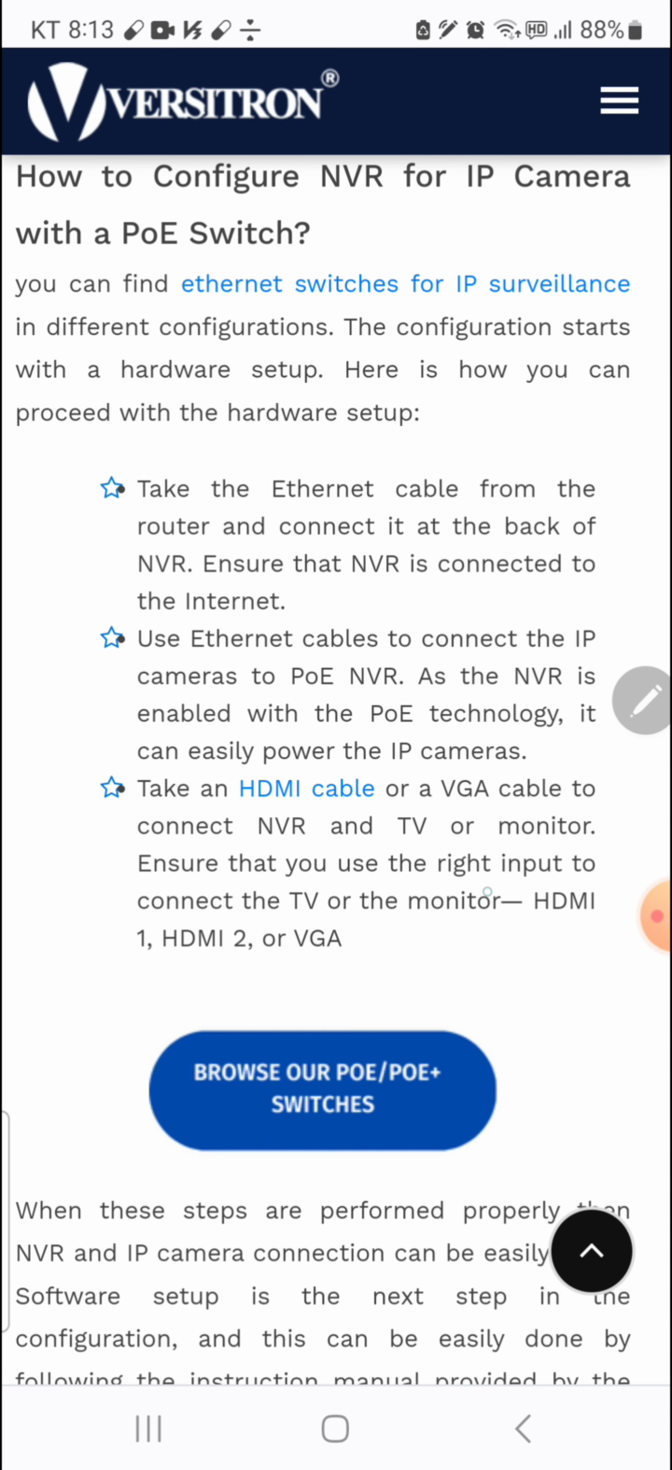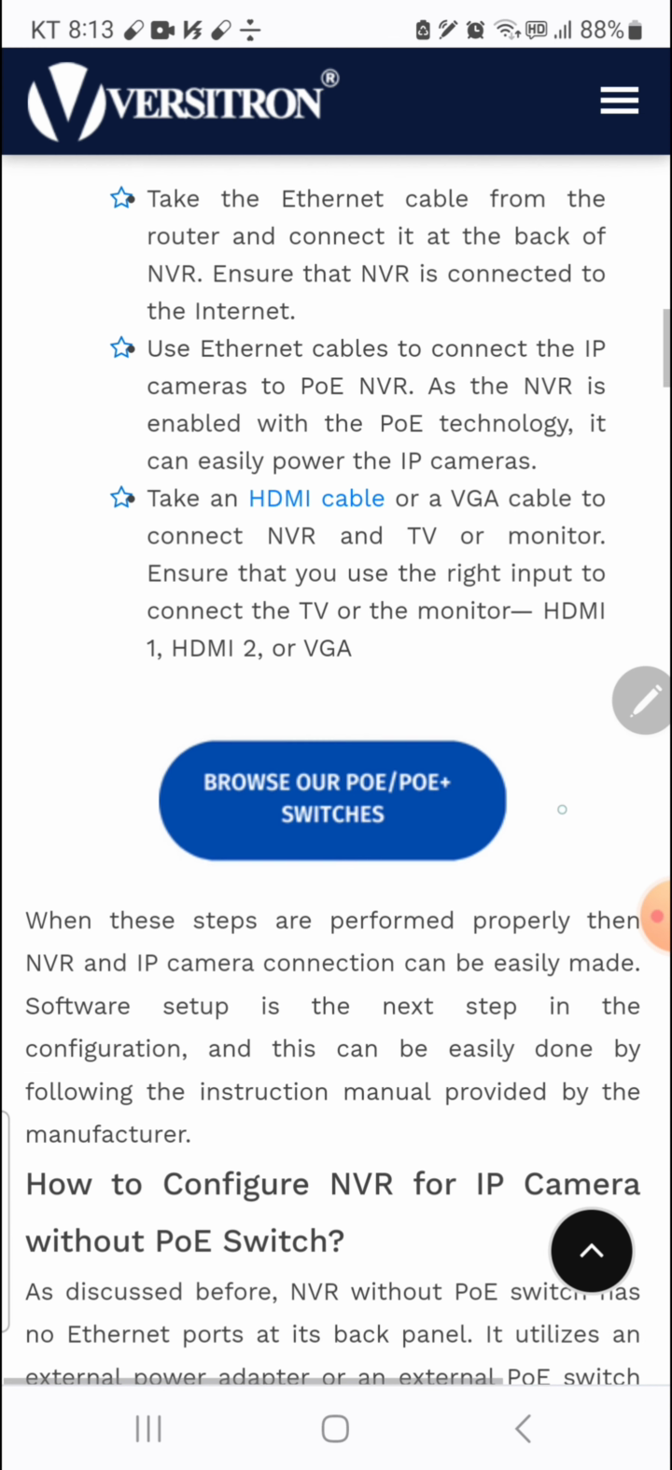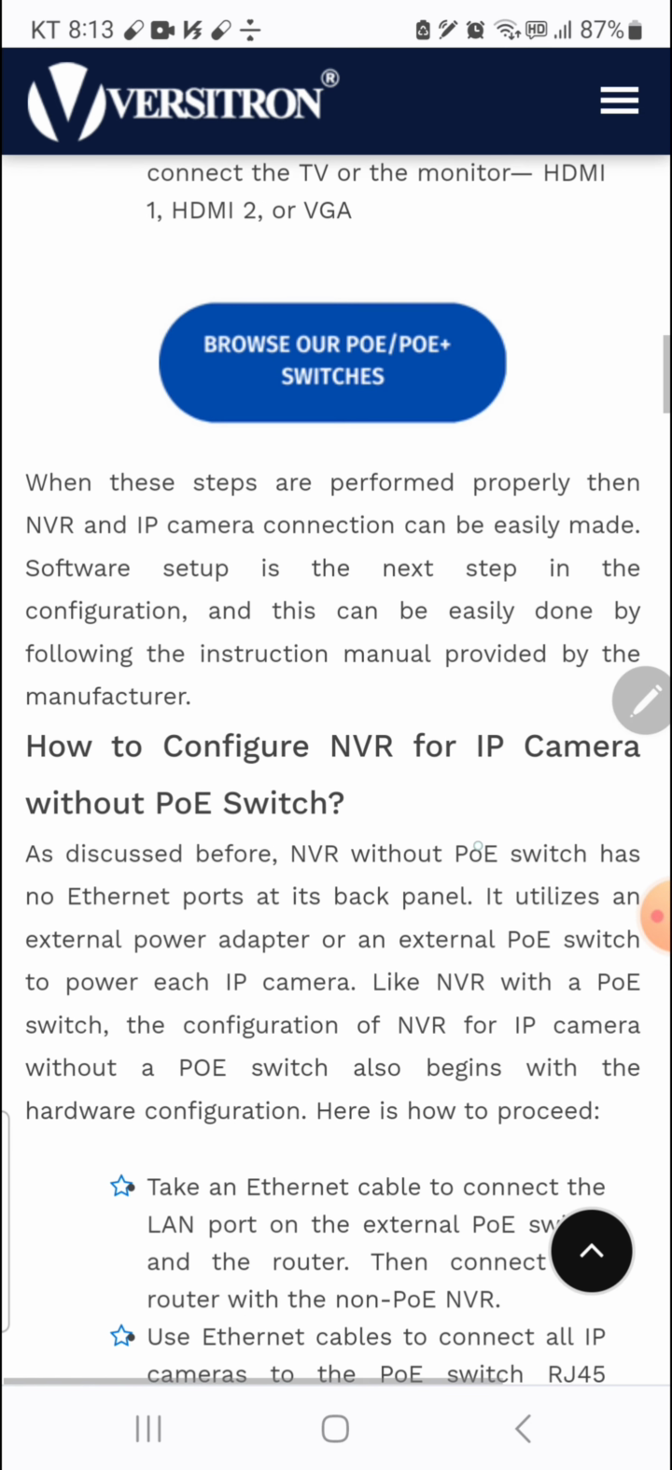Take an HDMI cable or VGA cable to connect the NVR and TV or monitor. Ensure that you use the right input to connect the TV or the monitor: HDMI 1, HDMI 2, or VGA. When these steps are performed properly, the NVR and IP camera connection can be easily made. Software setup is the next step in the configuration, and this can be easily done by following the instruction manual provided by the manufacturer.